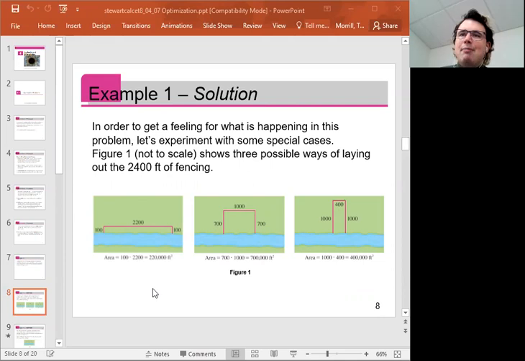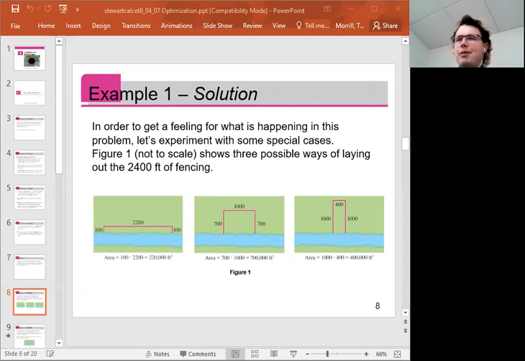So for this first diagram, we have an area of 220,000 square feet. Seems like a lot. For this second fencing, we've got an interior area of 700,000 square feet, so quite a bit more. But if we keep making this field narrower, we'll have a smaller interior area. In this picture, we've got 400,000 square feet of area. Oh, so that's definitely less than what I had before.